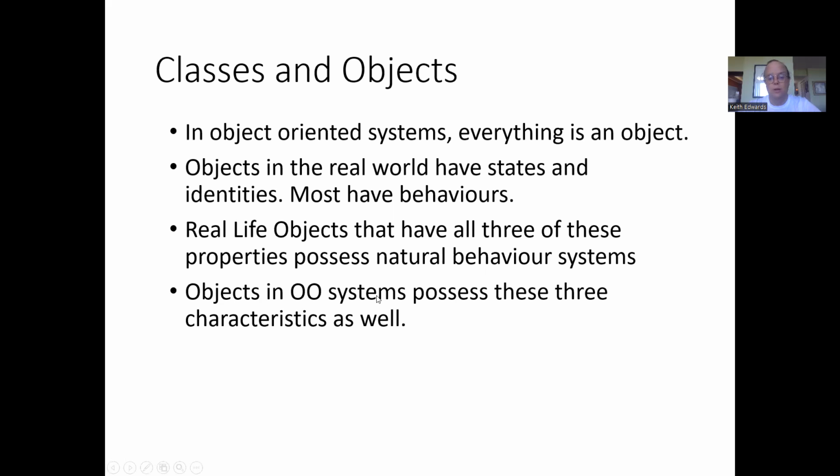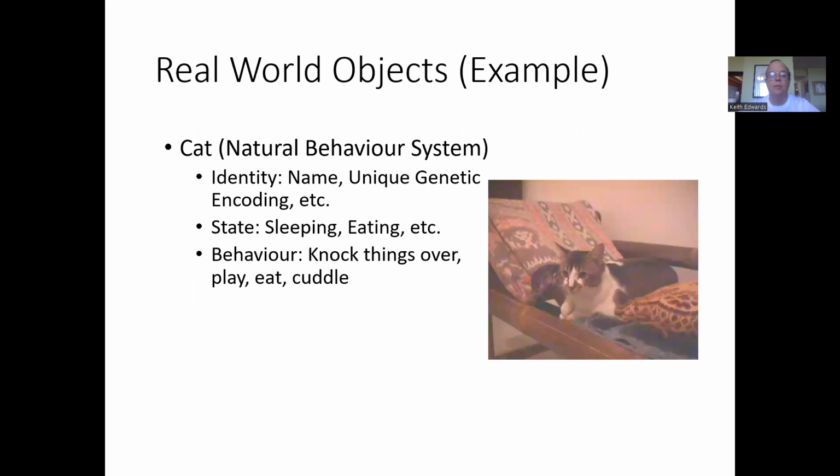Objects in object-oriented programming also possess these three characteristics as well. So, states, identities, and behaviors. So, think of a cat. This is my friend's cat, Ola, from a long time ago. The cat is a natural behavior system. It'll have a name, a unique genetic encoding that makes it up. They'll have states, sleeping, eating, purring, etc. And they can have behaviors such as knocking things over, playing, eating, or cuddling.